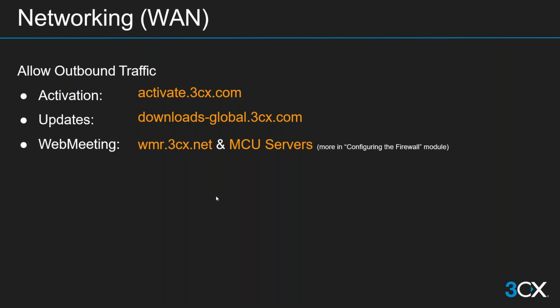In case your customer uses ACLs, so he limits or controls the outbound traffic on who is allowed to go where, the following links have to be allowed to be reached by the 3CX server: activate.3cx.com, downloads-global.3cx.com, wmr.3cx.net, and the MCU servers. There is more in the next chapter, configuring the firewall.